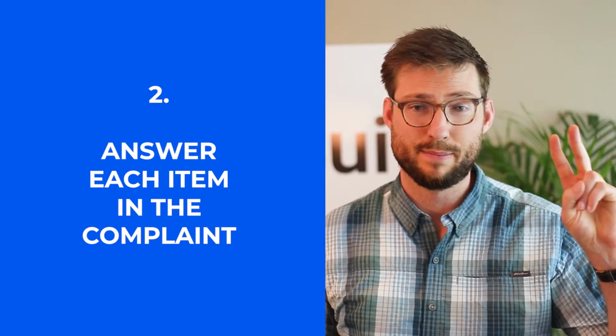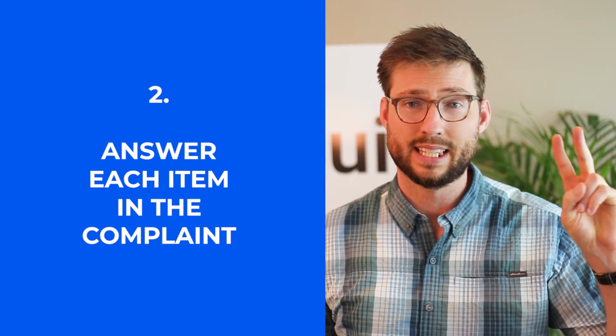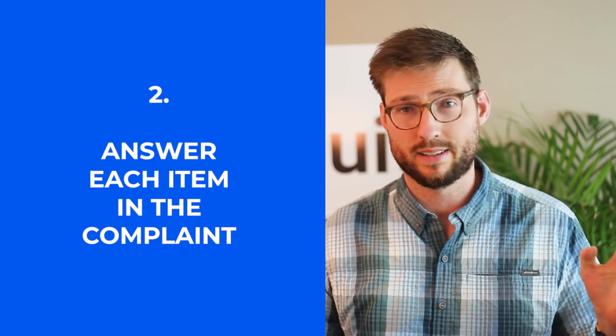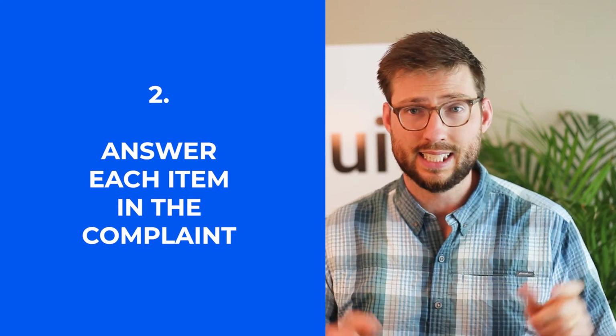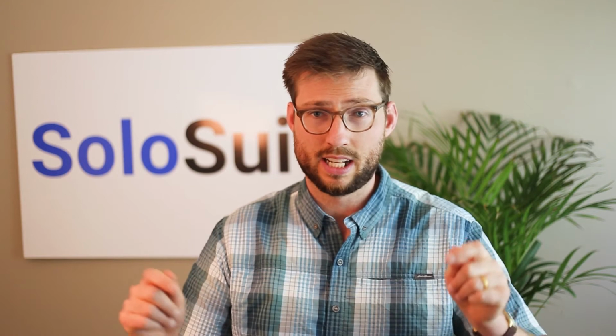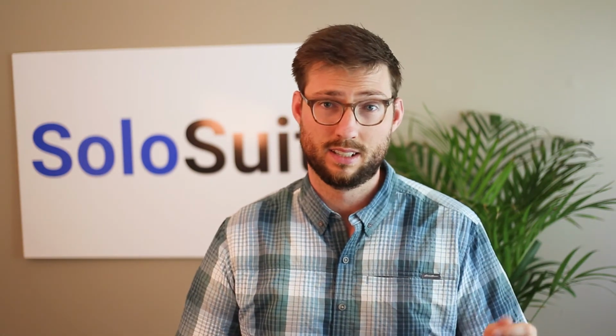That brings us to step 2. Answer each item in the complaint. The complaint has a bunch of numbered paragraphs in it, and these are allegations. It might say, defendant lives at 4013 South Street, Minnesota, or defendant's name is John Smith, or defendant owes plaintiff $10,000, right?